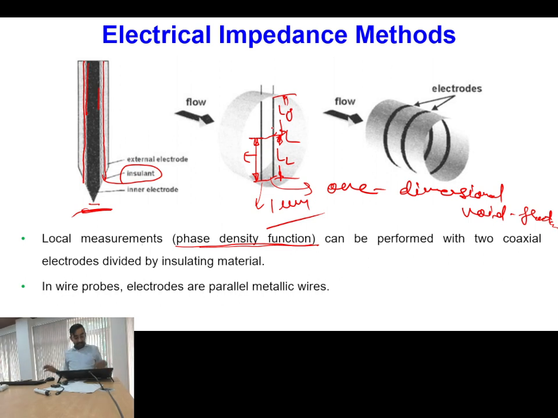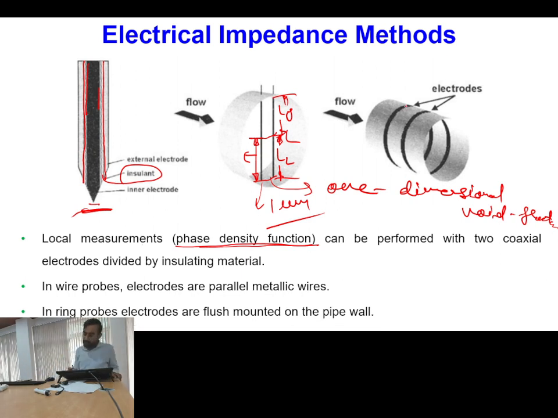Then a third modification was also made, and the basic idea was to design the probe in such a way that you do not get any flow disturbance because of its presence, so that you can get a non-intrusive measurement. In this non-intrusive measurement, two ring electrodes are placed at different positions along the flow direction. This is one ring electrode, this is the other ring electrode, and this is my flow direction.